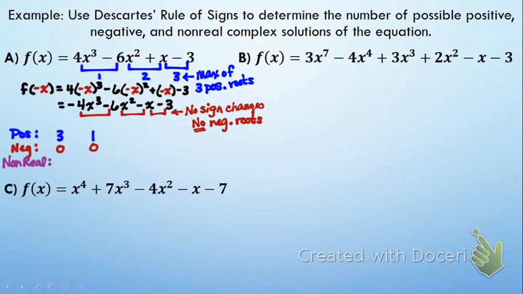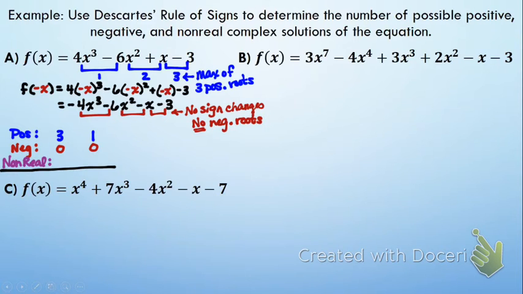Isn't 6x supposed to be positive? Well, this would become positive, but what happens if you take x squared and multiply it by negative 6? Okay. It's going to stay negative. Good question, though.